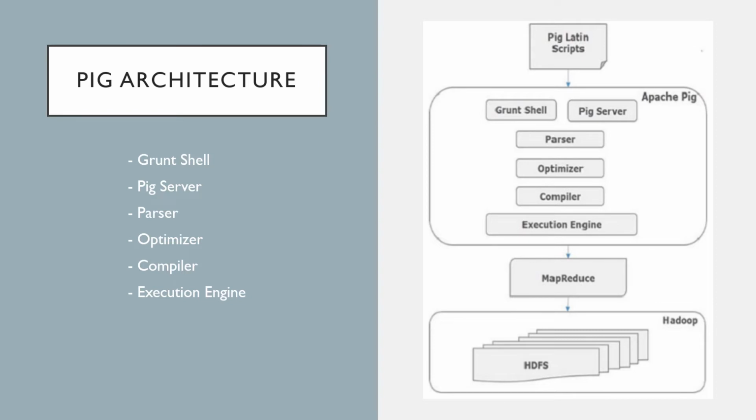It is then passed onto the compiler, which compiles the script into something known as MapReduce jobs. These MapReduce jobs are tiny programs in MapReduce which can then be executed on the HDFS, and they are passed by the execution engine to the cluster where the processing takes place.